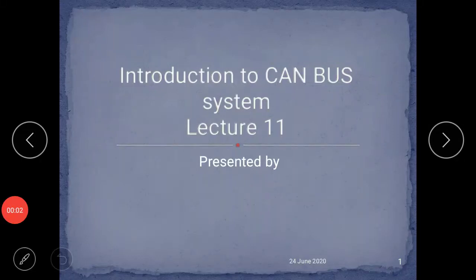Good morning. In today's lecture, we will see about the introduction to CAN system. In this lecture, we will deal with the basic principle of CAN system as well as its data transmission principle. Okay, so we will see one by one.